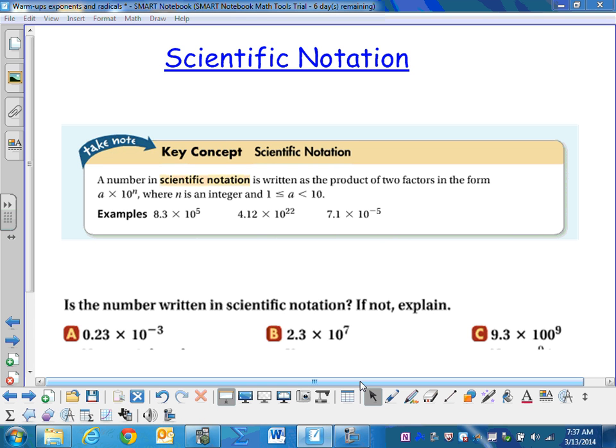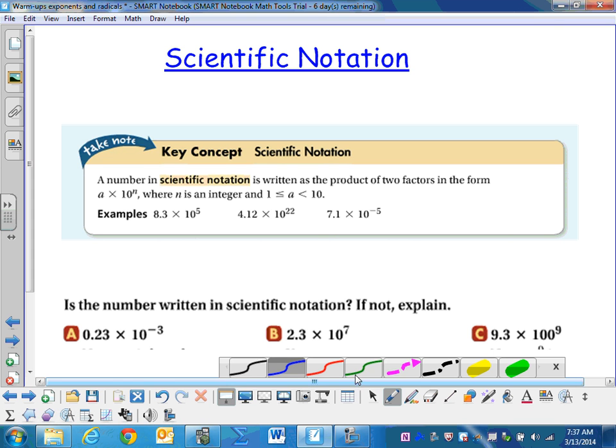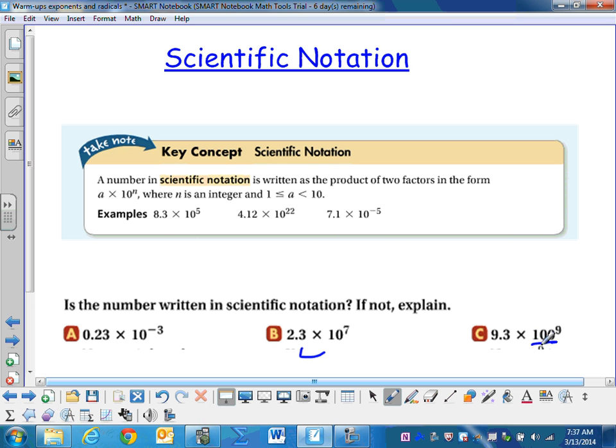Is the number written in scientific notation? If not, explain. A. 0.23 times 10 to the negative third. This is not in scientific notation because a is not equal to 1 or less than 10. B is an example of scientific notation. C is not an example of scientific notation because this needs to be 10 to the power, not 100 to the power.